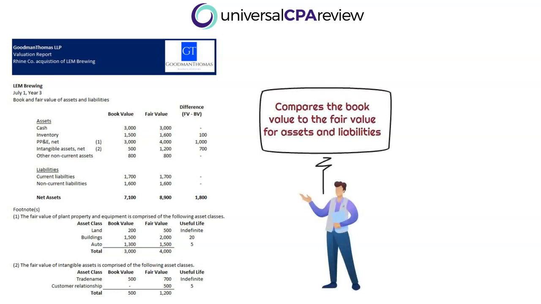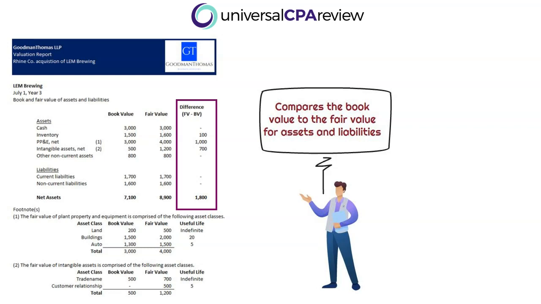The other exhibit focuses on the valuation report from Goodman Thomas that lists out the book value of all the assets and liabilities, as well as the fair value. And it's important because, think about it, when we uploaded that trial balance for Lem Company, everything was at their cost base, but it needs to be reported at fair value. So if there's a difference between the book value and fair value, that difference gets recorded in our entry. And that's all part of the 6-step approach that we'll go through.